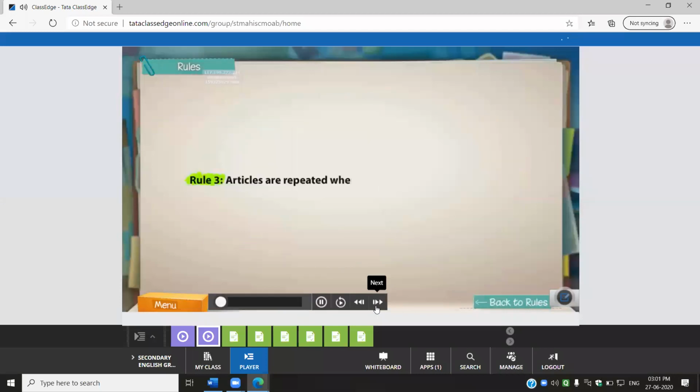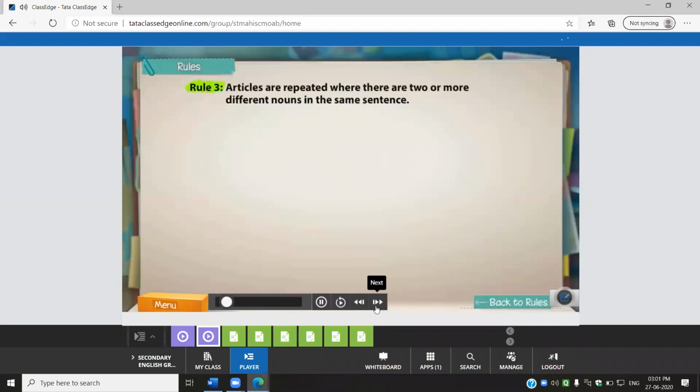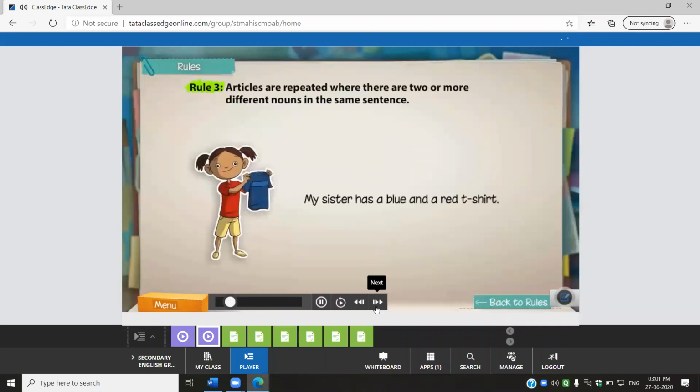Articles are repeated where there are two or more different nouns in the same sentence. For example, in this sentence, the article is used before blue and again before red. This means that two different t-shirts are being discussed, one blue t-shirt and one red t-shirt.